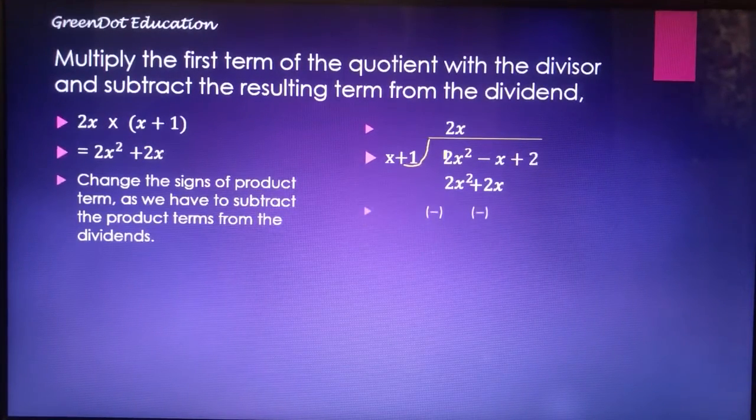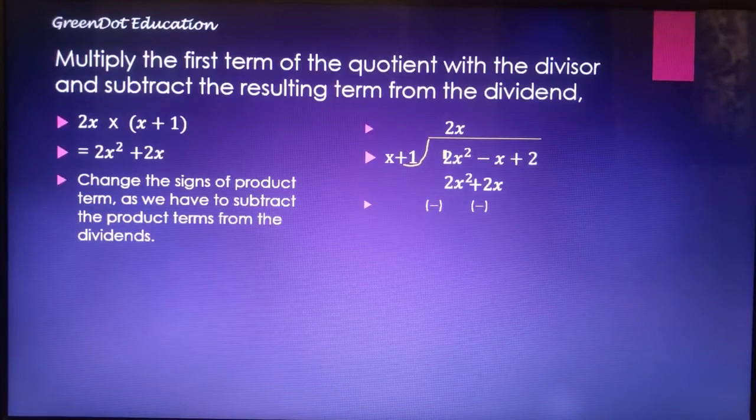So changing the signs, as 2x square is positive here, we take it as negative, and this plus will be turned into minus. Make one thing sure here: after changing the sign, this sign would be the sign of these terms. That is, this will be minus 2x and this also will be minus 2x square.